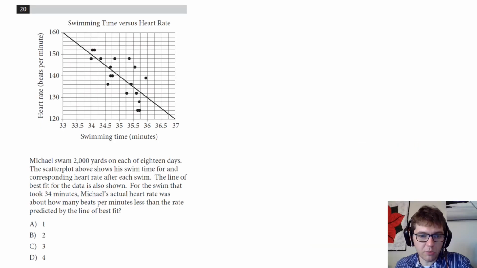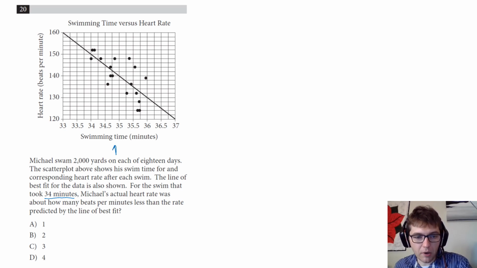Problem 20. Michael swam 2,000 yards on each of 18 days. The scatter plot above shows his swim time for and corresponding heart rate after each swim. The line of best fit for the data is also shown. For the swim that took 34 minutes, Michael's actual heart rate was about how many beats per minute less than the rate predicted by the line of best fit. Okay, this is all about being able to read a plot.